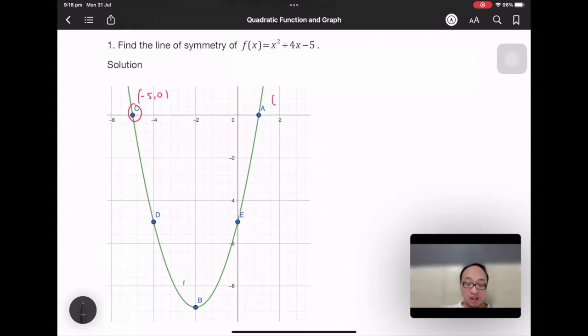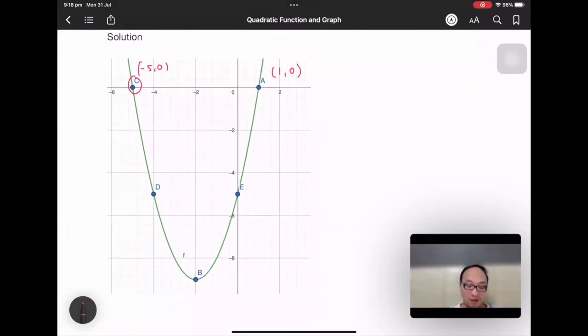Coordinate A is (1, 0). And from the graph, we know that B is the vertex and the coordinate of B is (-2, -9). Yeah, negative 9.